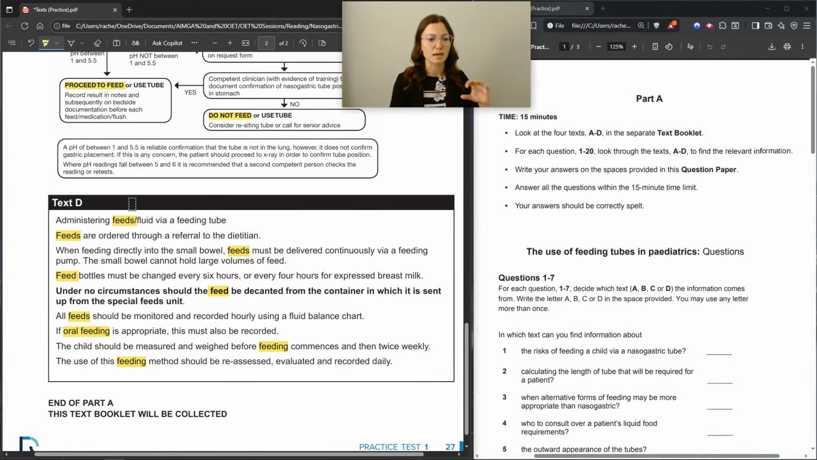Finally, in text D, I skim quickly through the sentences and I see there's lots of feed words appearing, but I see they're getting at different aspects of whether that's the actual procedure or the type of feeding, or who is involved. I see the dietitian listed here, the child listed here, so getting a sense of that as well.